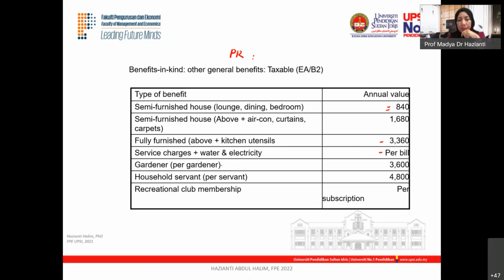Gardener, tukang kebun pun dapat. Per gardener seorang tukang kebun 3,600. Ini annual value setahun. Kalau dapat less than 1 year kena proportion macam tadi juga.